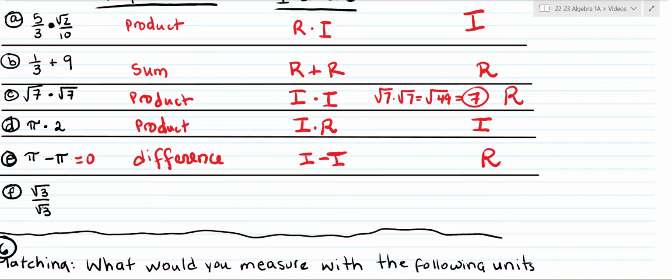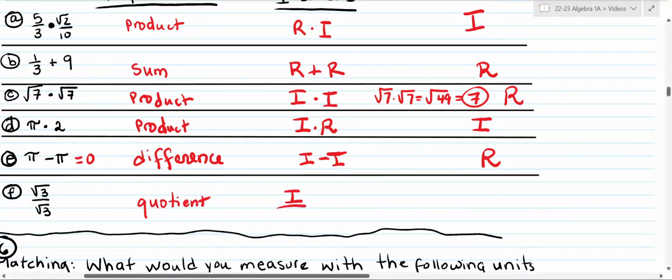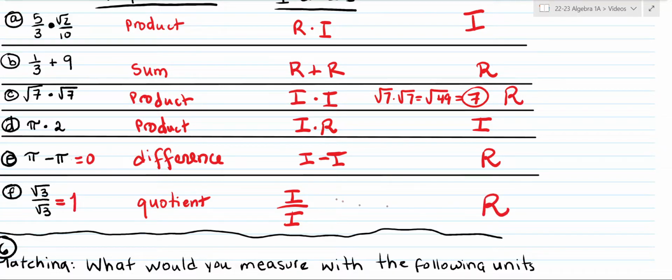Radical 3 over radical 3 is a division, so this is a quotient. So this quotient comes from dividing two irrational numbers, but what we get is determined by actually doing the math. Any number divided by itself is 1. So this is another case where two irrationals give you a rational.